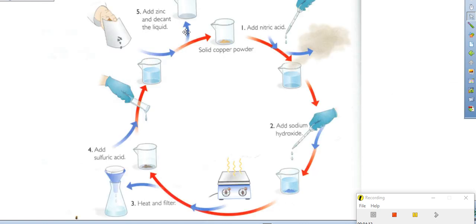Here's a good image of the cyclical nature of this lab. We're going to start out with copper powder, add nitric acid to it, we're going to add sodium hydroxide to it, we're going to heat it up, we're going to filter it, and then we're going to add sulfuric acid to it, and then in reaction 5 we're going to add zinc to it, and we'll get our copper back.